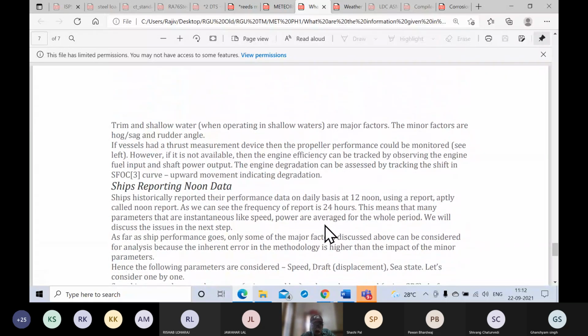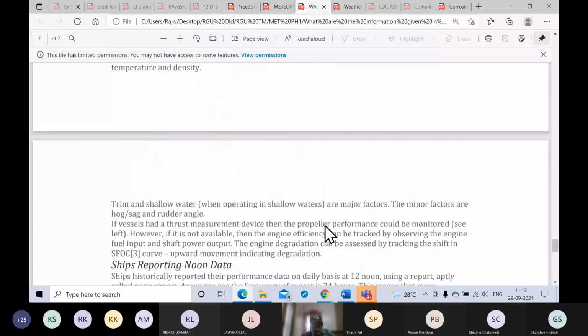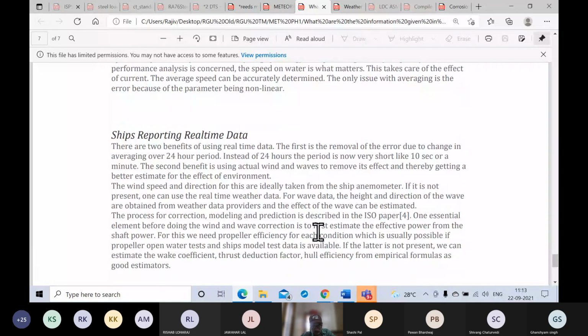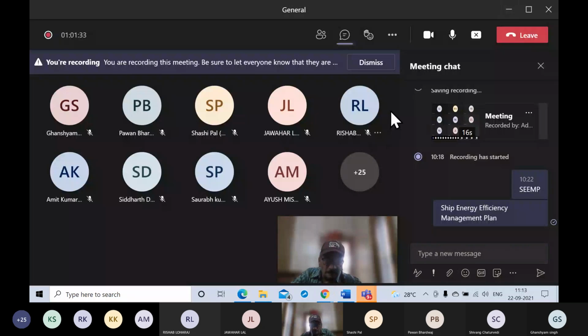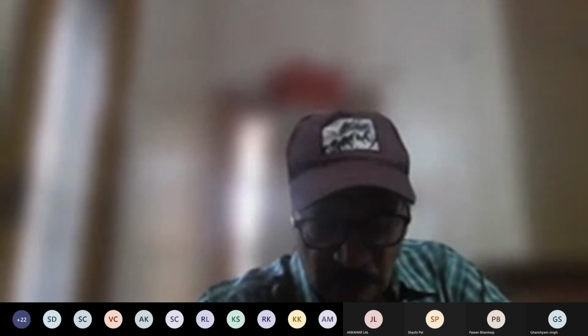We can have a look more if required. If you have some questions, we can have a look once again. But more or less, this is what it is all about: weather routing and performance curve. Do you have anything immediately to raise? Or we will need to end the session and discuss more if required.